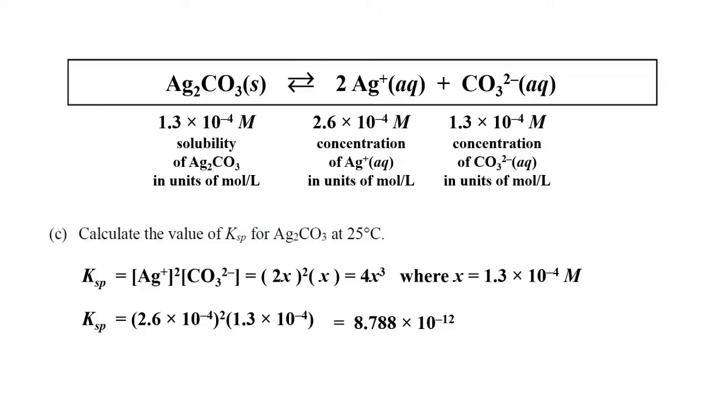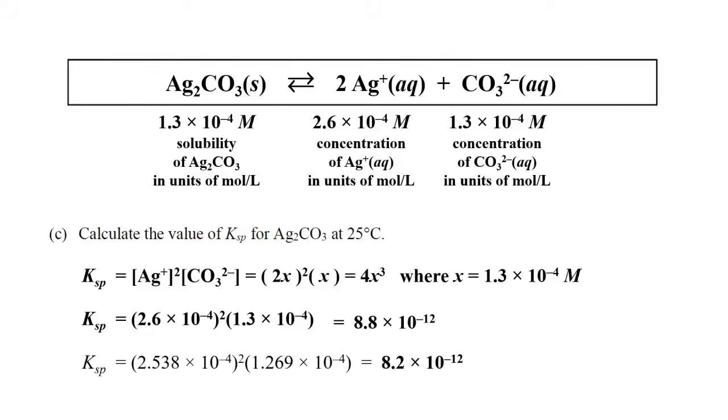I will round that off to 2 significant figures. So I'll say 8.8 times 10 to the negative 12. And if you had used a little more precision or less rounded answers to calculate the KSP, so for example, 2.538 times 10 to the negative 4 squared, and then 1.269 times 10 to the negative 4, you would have gotten a slightly different answer for KSP. So I'm showing you that either 8.8 times 10 to the negative 12 or 8.2 times 10 to the negative 12, both of those answers would be acceptable.